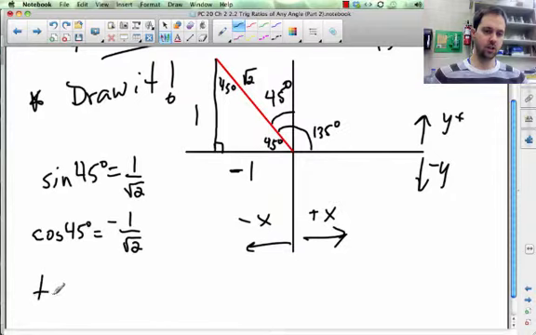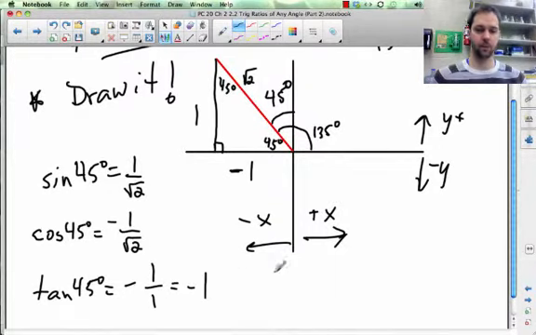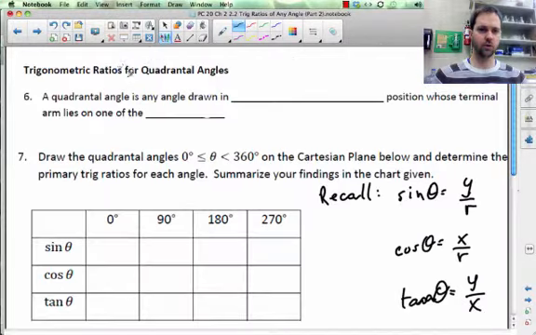Finally, the tangent of 45 degrees is going to be the ratio of your adjacent side and your opposite side. Sorry, opposite over adjacent, but in this case it doesn't matter. It's both 1. And one of them's negative, so it would be negative 1 over 1, which of course is just negative 1.